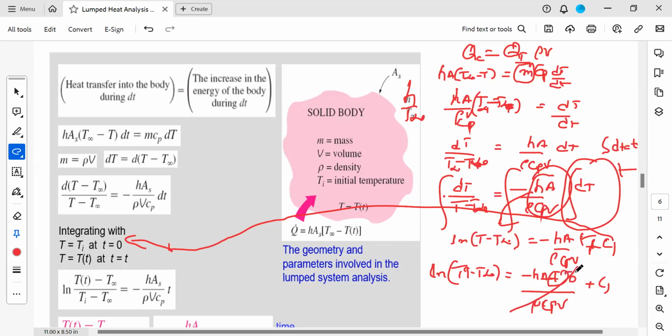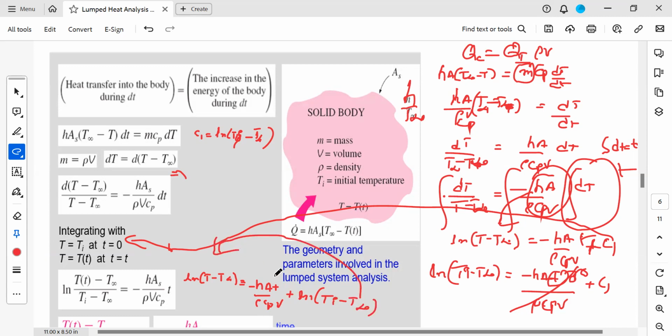So this value will become 0 and you will get C1 is equal to ln of T naught minus T infinity. So the final equation will become, here I will write the final equation, that is ln of T minus T infinity is equal to minus hAt by rho CpV plus ln of, as a result, you will get ln of Ti minus T infinity, the C value being Ti minus T infinity.